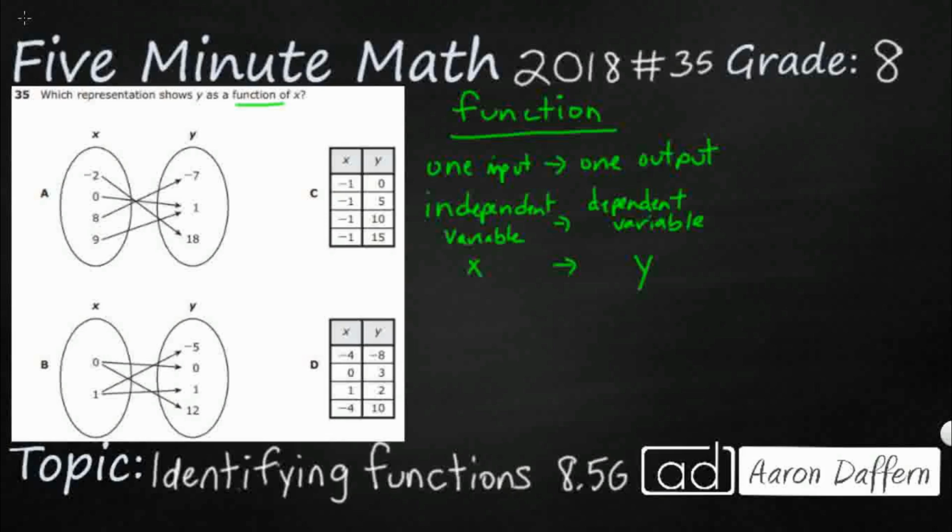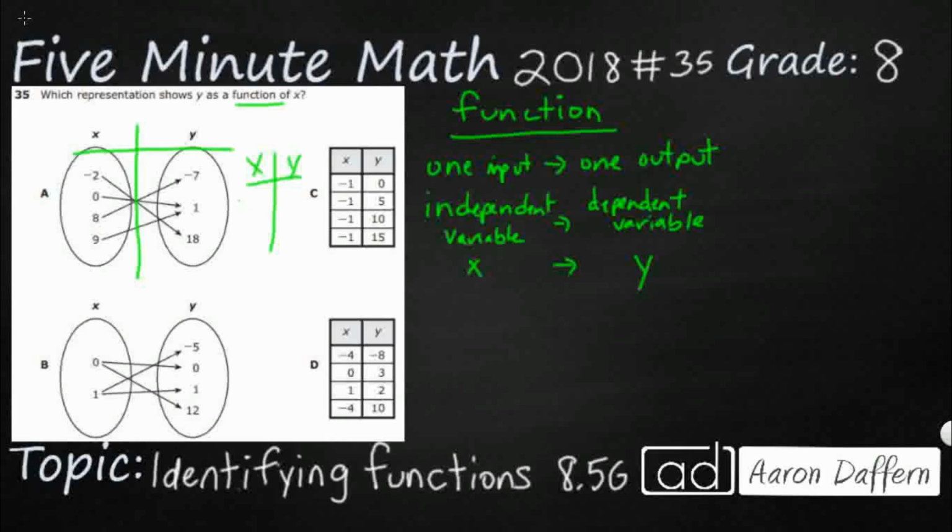So let's take a look at A. So A is a mapping here. And if you look at A and C and B and D next to each other, they're very similar, right? This could just be a table. Here's the slight difference: sometimes they might repeat. So take a look at the left side here of A. You've got 4 x's: -2, 0, 8, and 9. You only have 3 y's. You've got -7, you've got 1, and you've got 18. So if you were to put this in a table, they would just do it like this. So a mapping kind of works the same way.